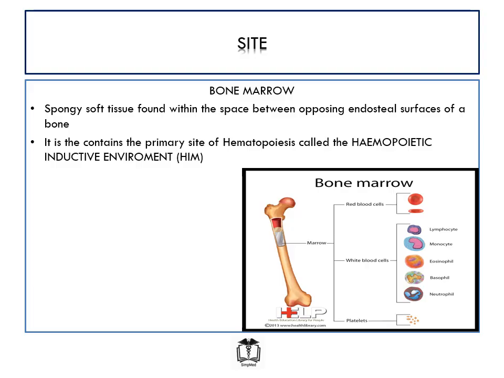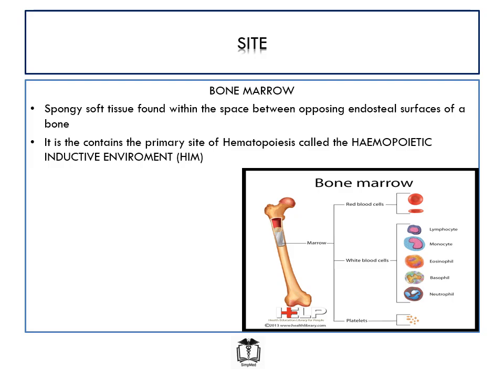Bone marrow being the primary site of hematopoiesis from around the fourth month all the way up to adulthood and beyond, it's important that we talk about the bone marrow. So the bone marrow is a spongy, soft tissue that is found within the space between opposing endosteal surfaces of bones. So every single bone has a cavity, what we call a bone cavity. Within that bone cavity lies a marrow, which is what we call the bone marrow, the soft, spongy tissue.